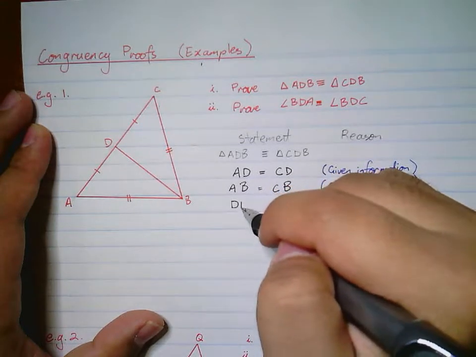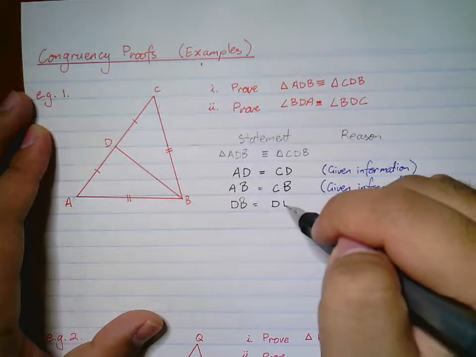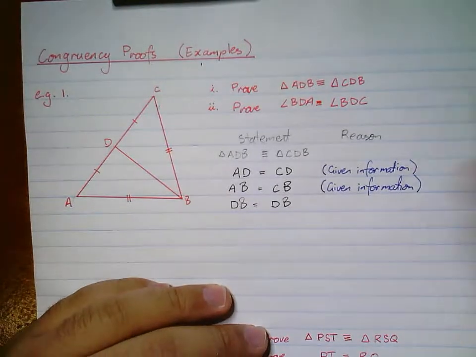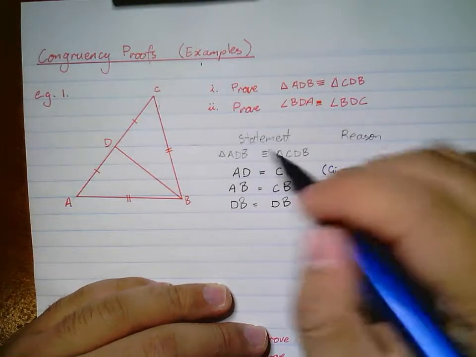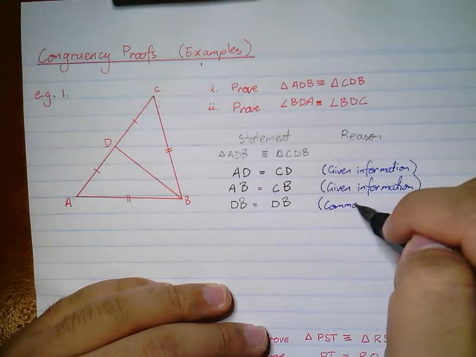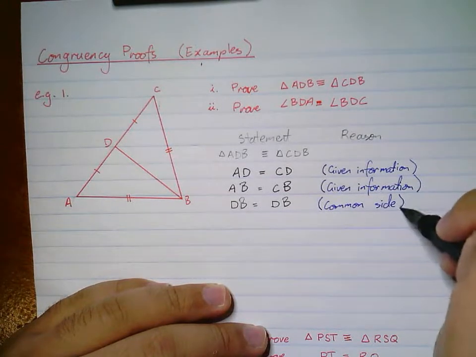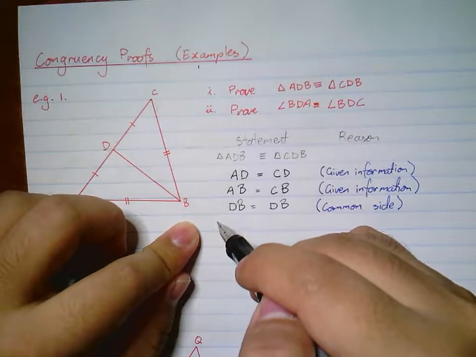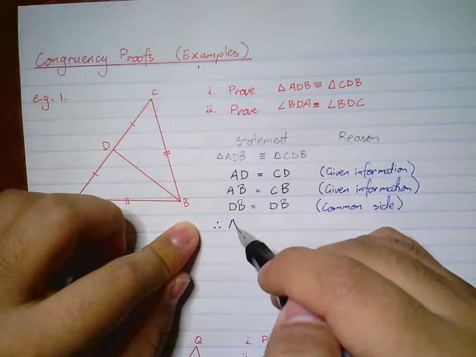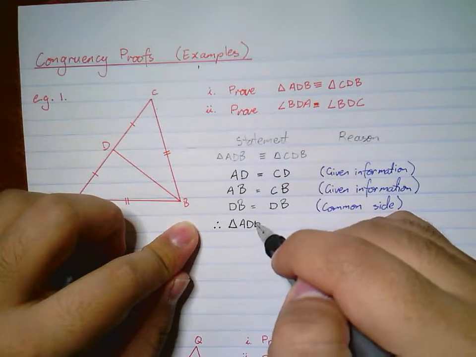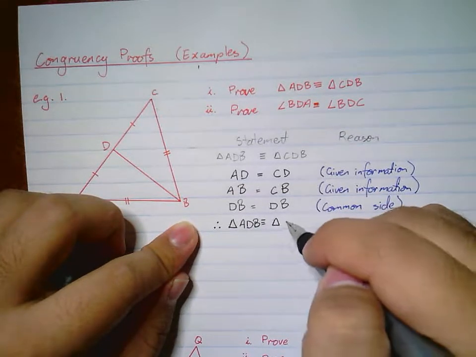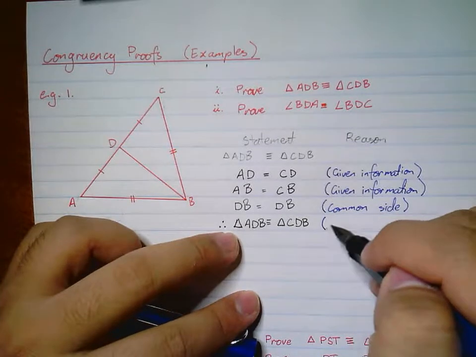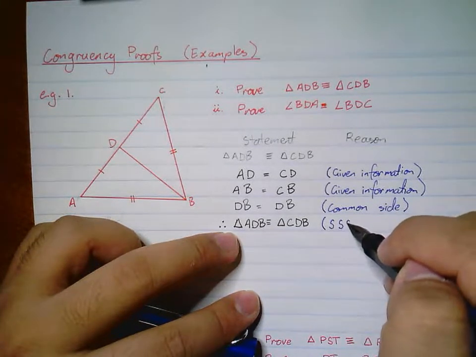So we can say that DB is equal to DB. And that is not given information. We had to figure that out. We said that that side is a common side. And then we have three sides, so we can say, therefore, triangle ADB is congruent to triangle CDB. And my reason is that it is three sides. Side, side, side.